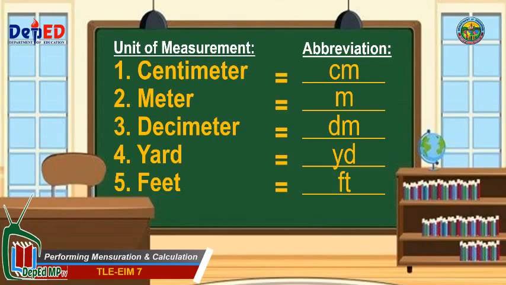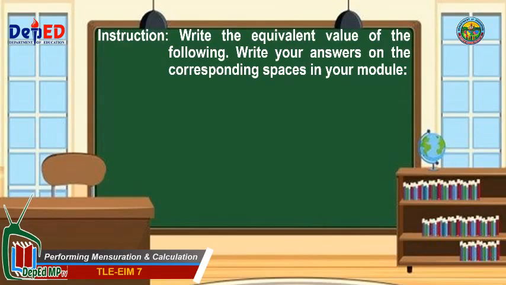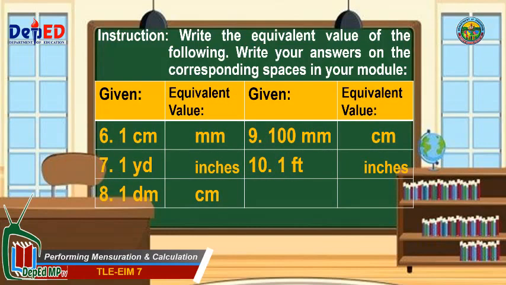Now let's turn your modules to page 8 and we'll do the second part of What Do You Already Know. Here's what you're going to do. You write the equivalent value of the given unit. You have the given column there and we have the equivalent value column. So for number 6, you're going to write the equivalent value of 1 centimeter in millimeters. You write your answer on the space provided. Do this with numbers 6 through 10. You can pause this video for a while, and then if you're ready with the answers, you can play it again so that we continue with this lesson.